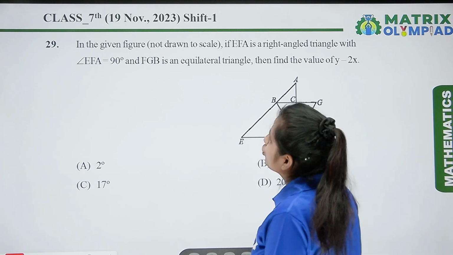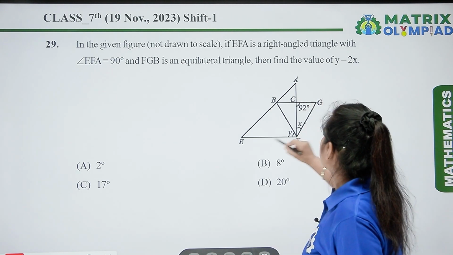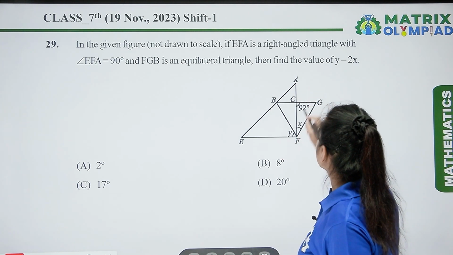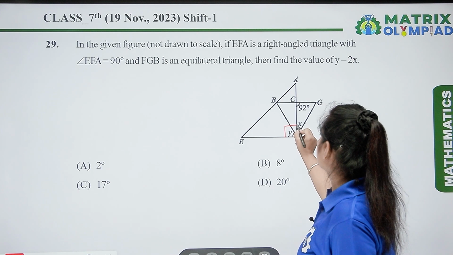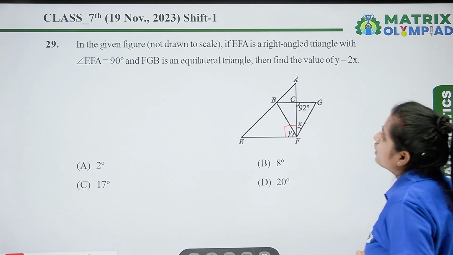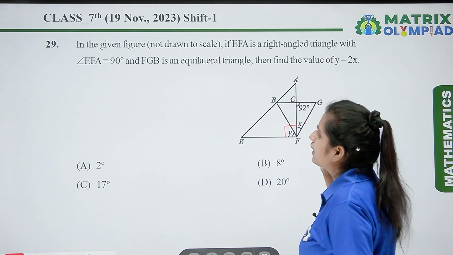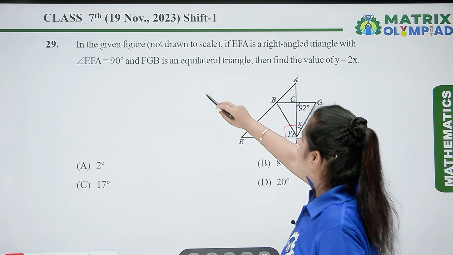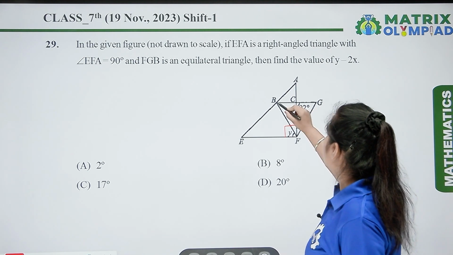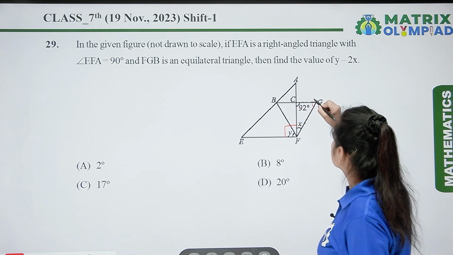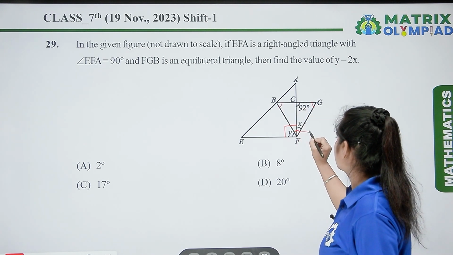Now the next question is question number 29. In the given figure, not drawn to scale, EFA is a right angle triangle. This is your right angle triangle with angle EFA 90 degree. So EFA is 90 degree and FGB is an equilateral triangle. So here FGB is an equilateral triangle. It means this is 60 degree, this is 60 degree and this whole is 60 degree.